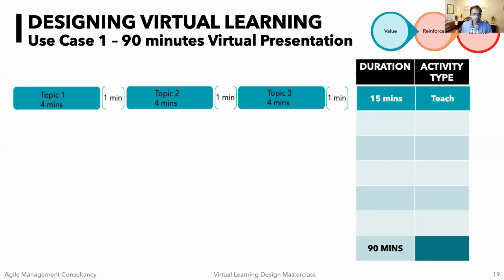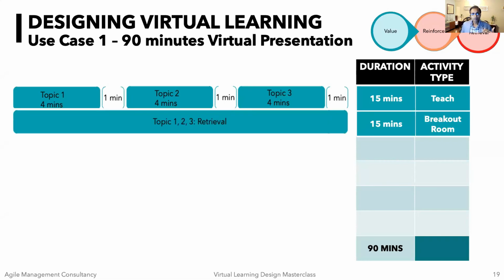So the first breakdown, let's say, for example, I've got 3 topics. You can see the time there. I've got 1 minute interval. I'm teaching something, right? I'm teaching something, fine. But the 1 minute you see here, those are the reinforced activities, right? You reinforce. After one topic, you reinforce. After one topic, you reinforce. Once you've done the teaching, the next one will be the retrieval.